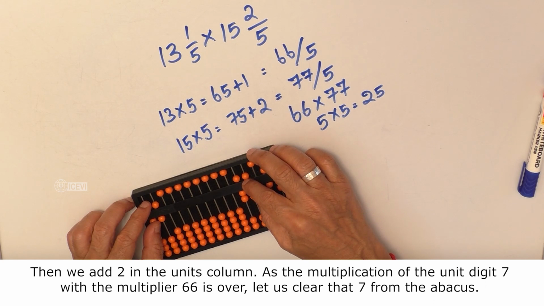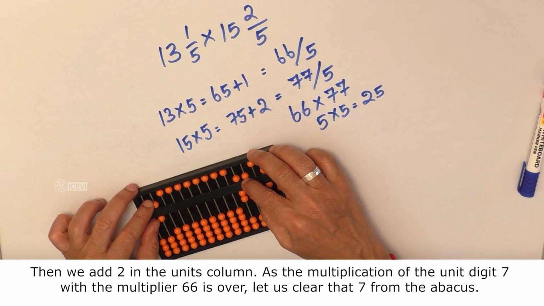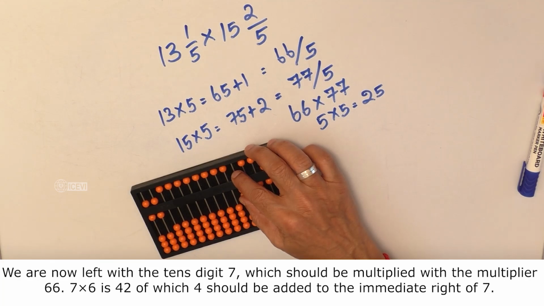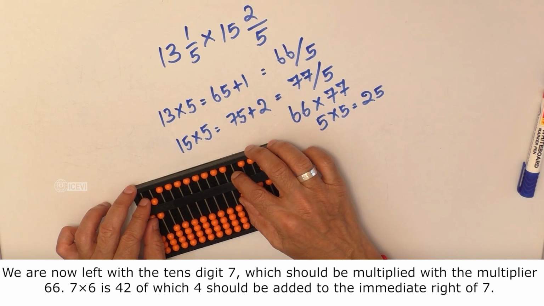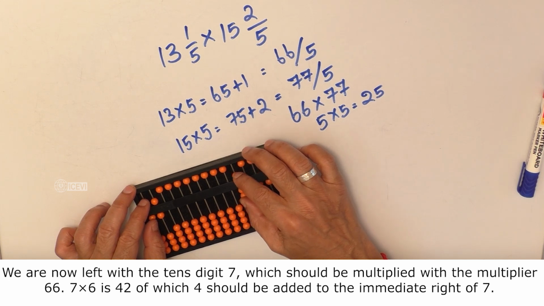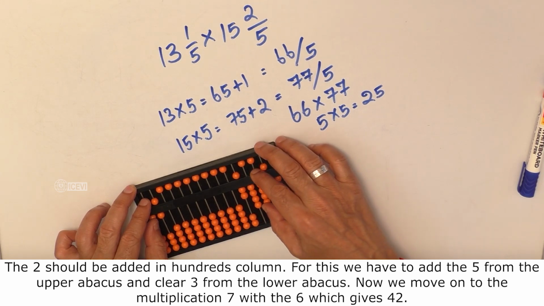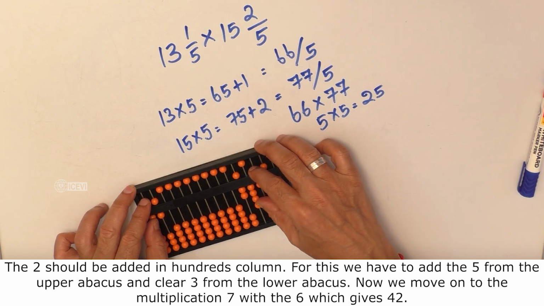As the multiplication of the unit digit 7 with the multiplier 66 is over, let us clear that 7 from the abacus. Now we are left with the tens digit 7, which should be multiplied with the multiplier 66. 7 multiplied by 6 is 42, of which 4 should be added to the immediate right of 7. The 2 should be added in the hundreds column. For this we have to add 5 in the upper abacus and clear 3 in the lower abacus.